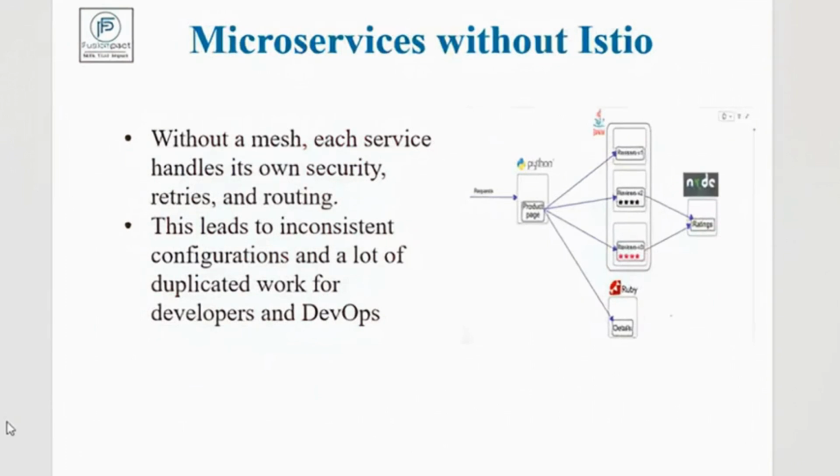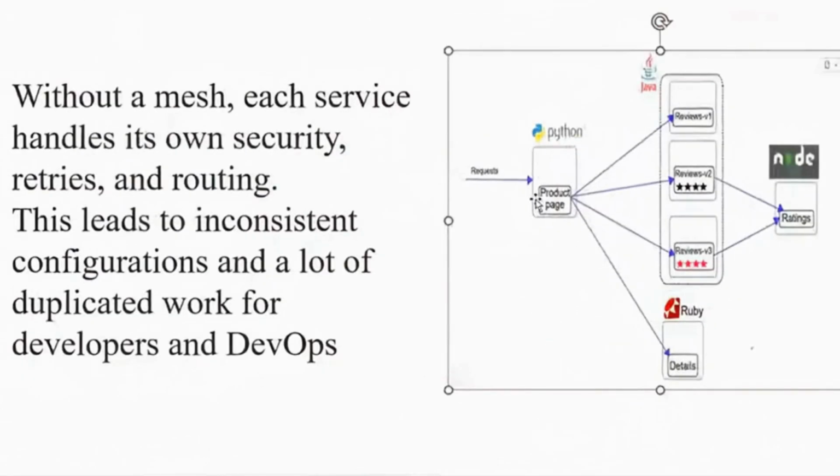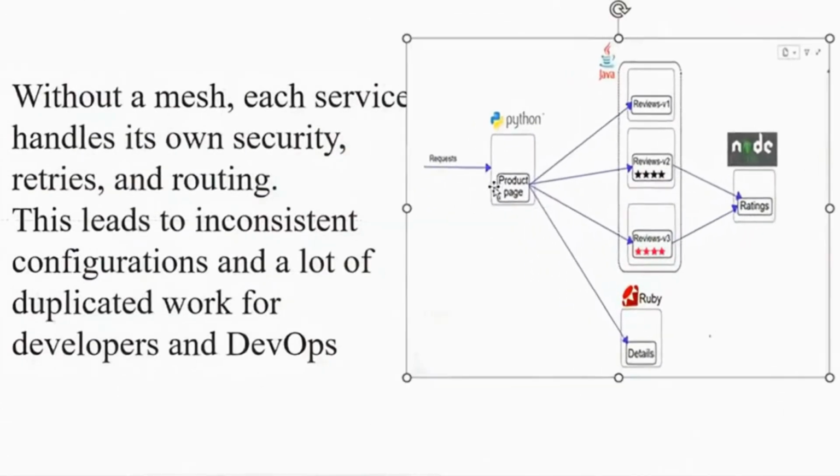I'm also going to explain the difference between how Istio works with microservices and what happens if we don't use Istio. Can you see this architecture? This is the microservice architecture of a Bookinfo application. Linus, can you please zoom it? Okay, now fine.